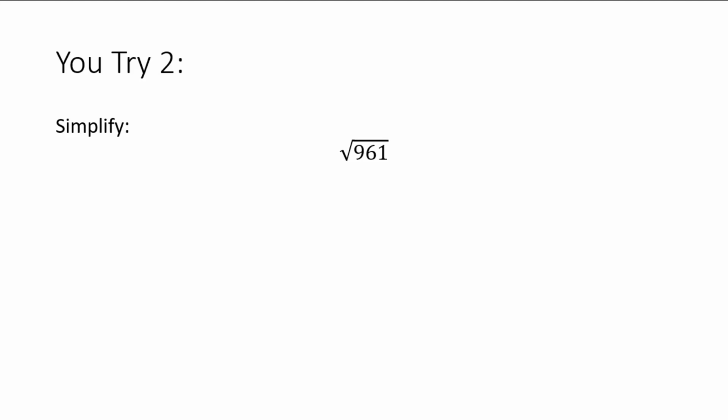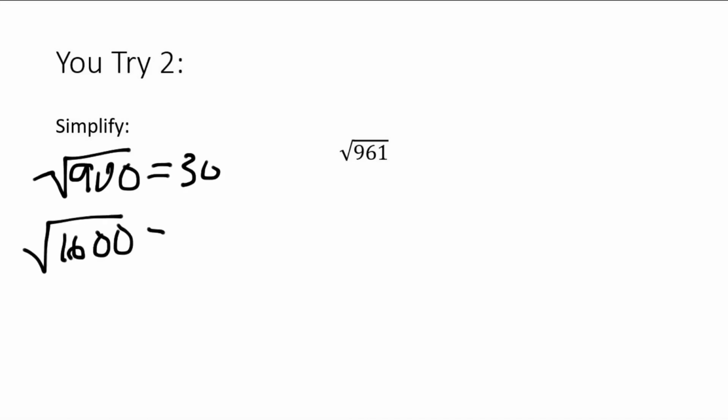Okay, now that you've tried it on your own, let's do it together. So I'm looking for the square root of 961. Okay, let's see, 30 squared is 900. So I could even write the square root of 900 is equal to 30. So it's going to be bigger than 30. Let's try 40. Well, that's the square root of 1600. It's equal to 40. So it's in between 30 and 40. Let's try 35.